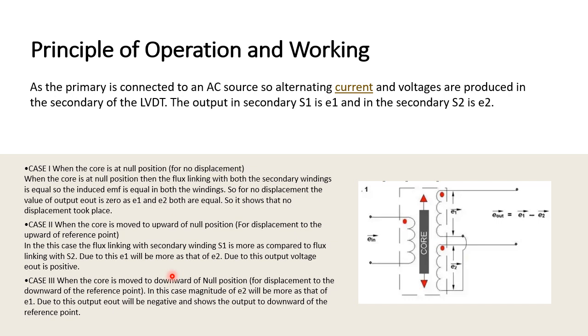In case 3, when the core is moved downward of the null position, E2 will be more than E1. Due to this, E out will be negative and shows the output in the downward direction of the reference. So when the movement is downward from the null point, E2 is more, so we get negative voltage. From this we can calculate E out.